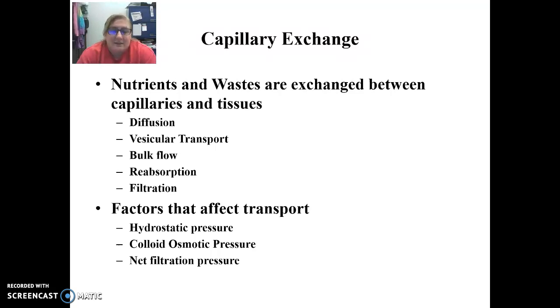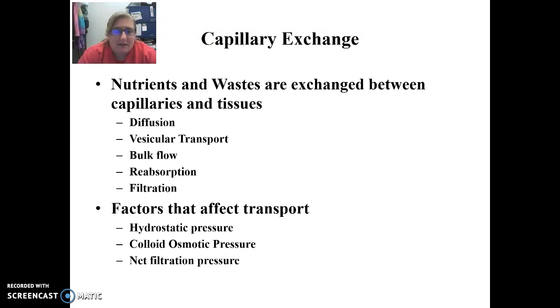There are different types of diffusion that we talk about. We talk about simple, going straight through the plasma membrane, and then facilitative, where it goes through a protein carrier because it can't go directly through a plasma membrane. Vesicular transport is the movement of molecules via exocytosis out of the cell or endocytosis into the cell. And then we have bulk flow, where we're moving molecules along with the flow of fluids.